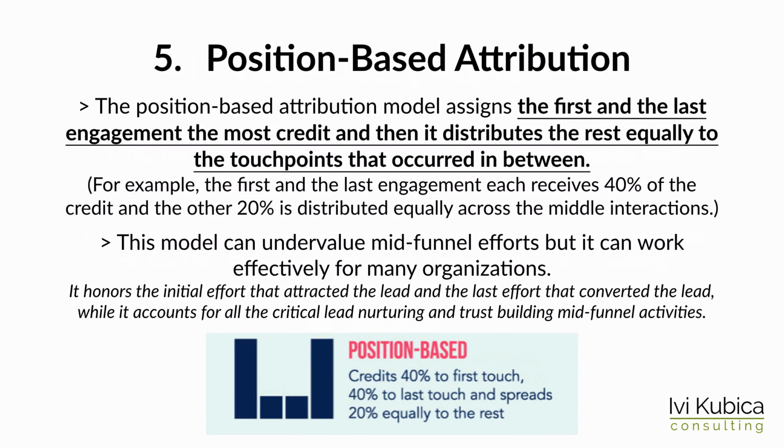And the final model is position-based attribution. The position-based attribution model assigns the first and the last engagement the most credit, and then it distributes the rest equally to the touch points that occurred in between. For example, the first and the last engagement each receives 40% of the credit, and the other 20% is distributed equally across the middle interactions.